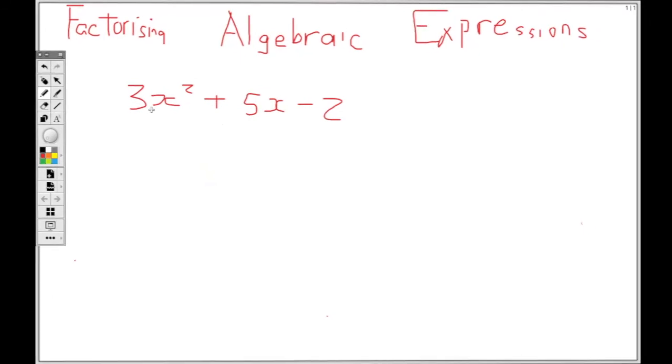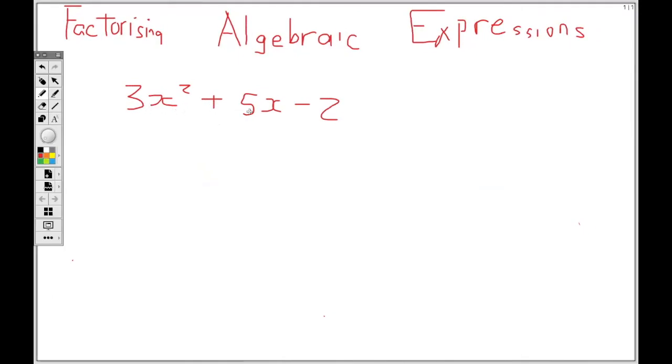So if you look at this, we have 3x squared plus 5x minus 2. Now, once you have a number greater than 1 in front of the x squared, we have to multiply the 3 times negative 2. So 3 times negative 2, we arrive at negative 6. So we need two numbers that multiply to give us negative 6 and add to give us positive 5.